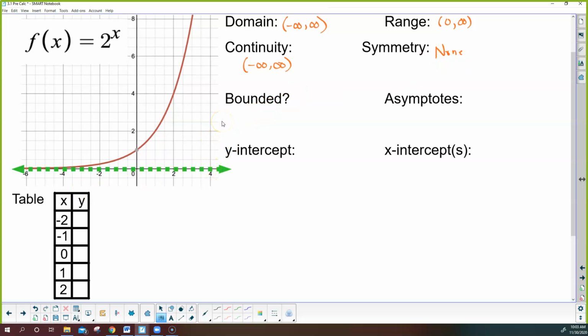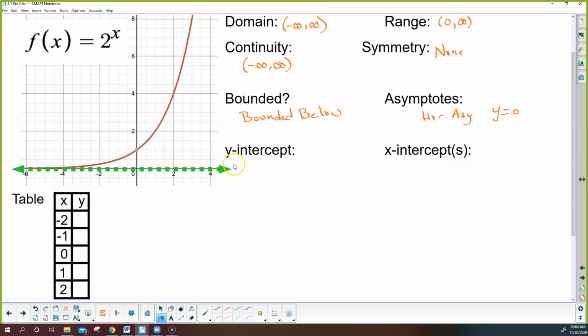Bounded. Is it bounded above or below? In this case, because there's an asymptote that blocks off this bottom part, it is bounded below. All right, asymptotes we already talked about. That's the red line. That is the horizontal asymptote at the equation y equals 0. Now you should also be very conscious of, if we say, is there an asymptote, you should be able to write the equation of where it is. Okay, this is the y value 0.